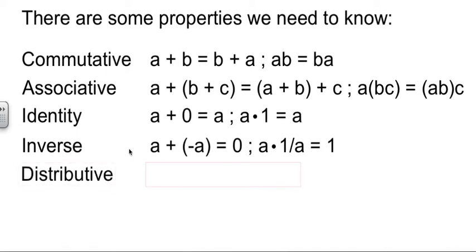And then everyone's favorite, the distributive property. And the distributive property says if I have B plus C in parentheses, it's the same thing as multiplying A times B and then A times C and adding it together. Okay, you're distributing this A to both terms.